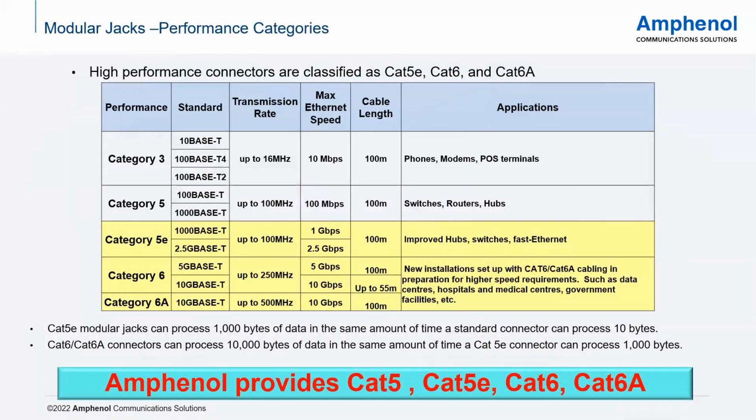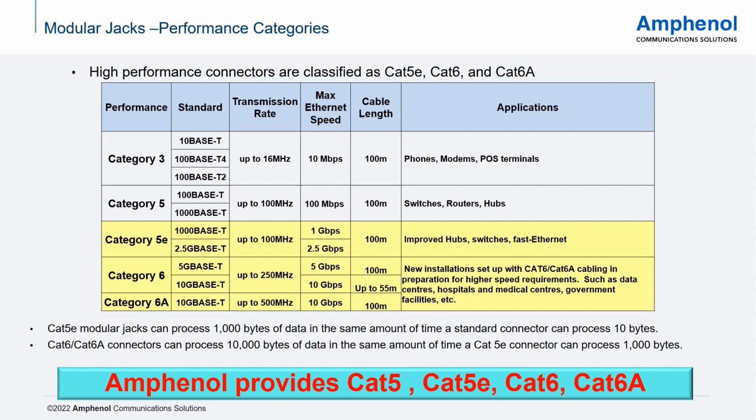So what exactly are the performance categories? This is a very typical question that I come across every day. And this is a good chart to explain what they mean. When it comes to a category 3 or a category 5, you're actually looking at around 100 base T or 1000 base T application, which goes up to 100 megahertz and over a cable length of 100 meters at an operating frequency of 100 megahertz.